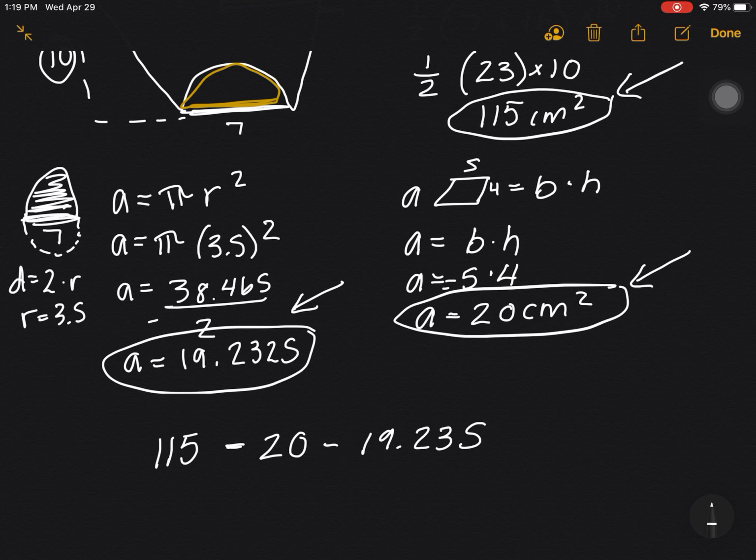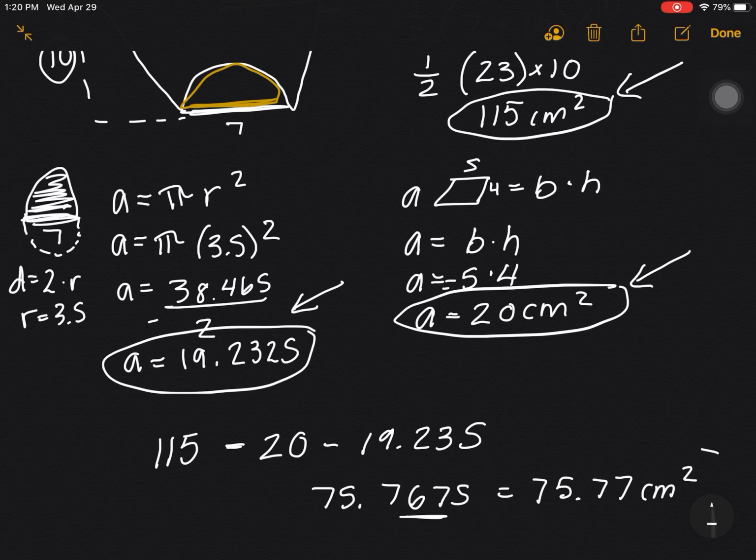Again, plug this into your calculator. 115 minus 20 minus 19.2325. And we are going to end up with 75.7675. And again, we can round to the nearest 100th. We'll have 75.77 centimeters squared.